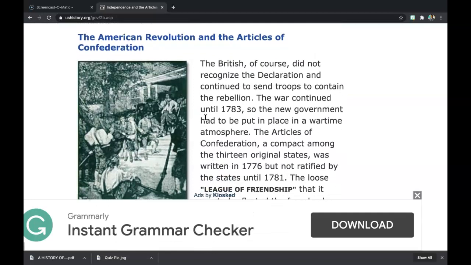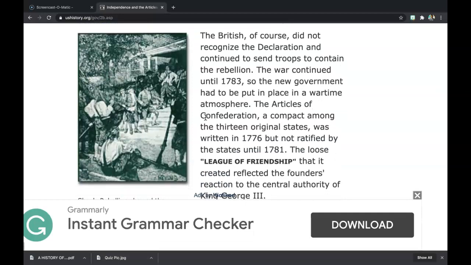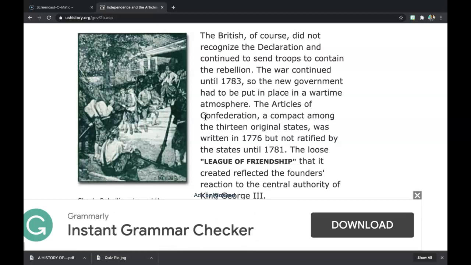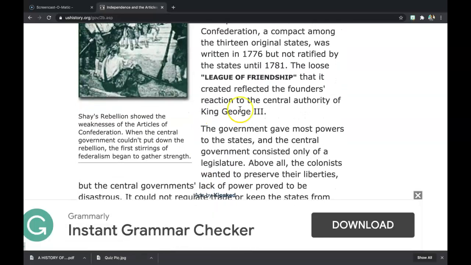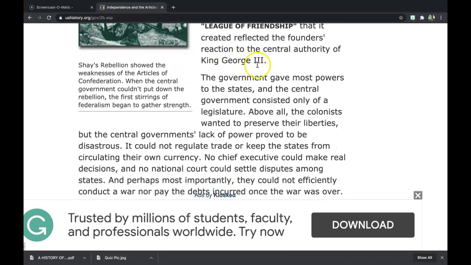The American Revolution and the Articles of Confederation. The British, of course, did not recognize the Declaration and continued to send troops to contain the rebellion. The war continued until 1783, so the new government had to be put in place in a wartime atmosphere. The Articles of Confederation, a compact among the 13 original states, was written in 1776 but not ratified by the states until 1781.